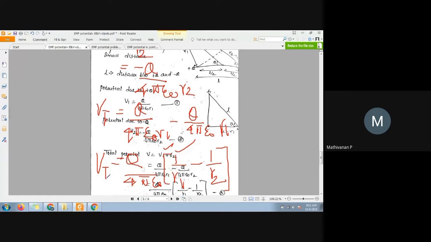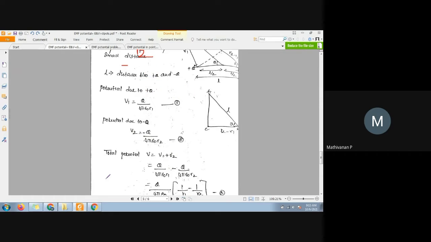Similarly, we can simplify this further. How am I going to simplify this? I will remove this one. So V total is equal to Q divided by 4 pi epsilon naught, which is constant. On taking the LCM, you will get R2 minus R1 over R1 R2. Okay, we'll get this now.